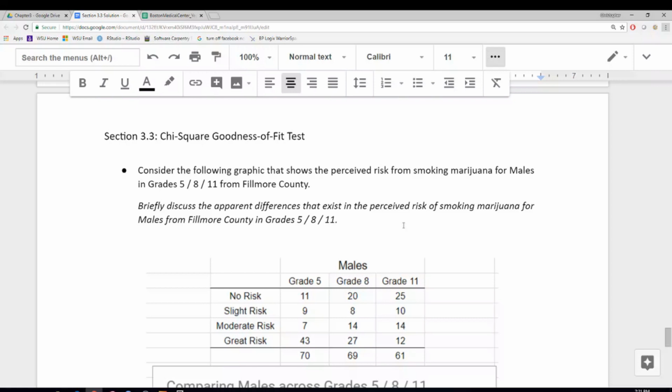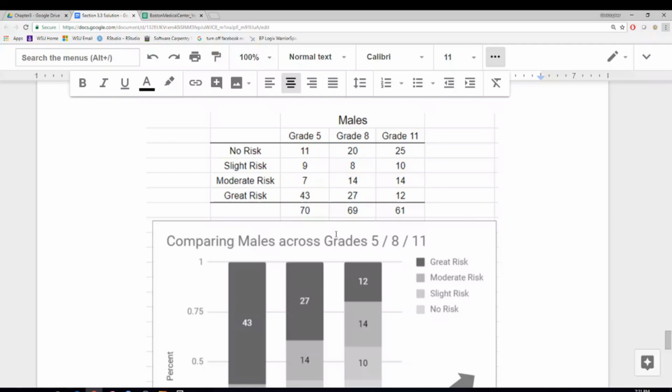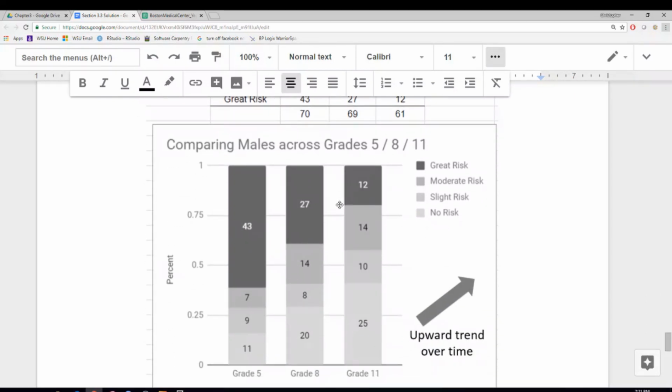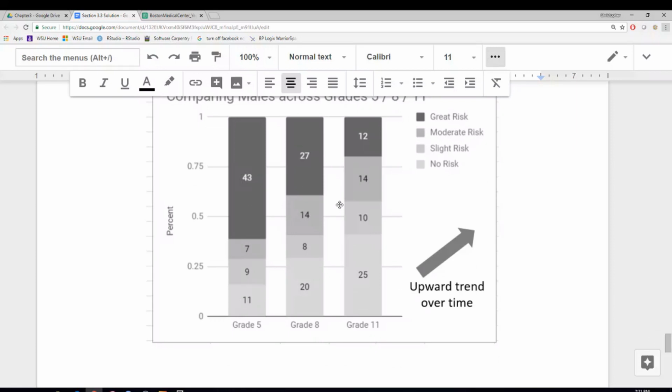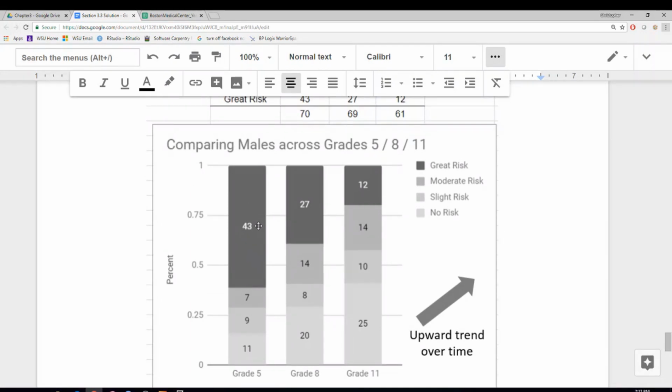The following graphic is going to look at males in grades 5, 8, and 11 from Fillmore County. So I'm going to look at just males across those 3 grades. Here's the breakdown of the numbers. Let's just go ahead and look at the graph. I think it's going to be the easiest here. Now for grade 5, we can see that many of the males think smoking weed's of great risk.